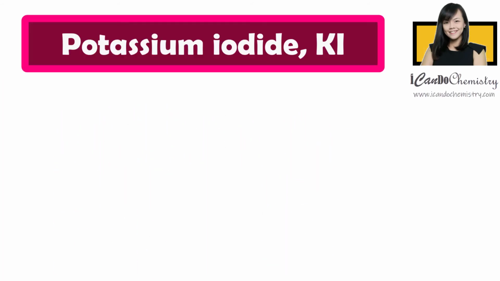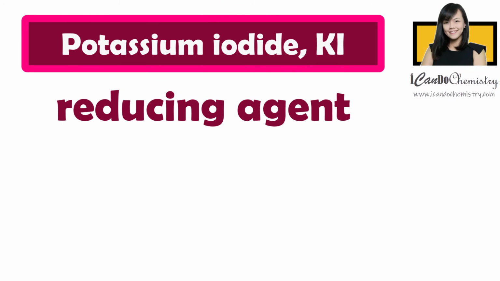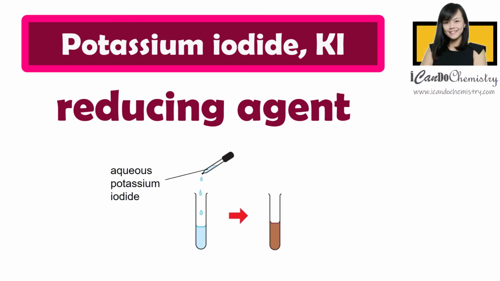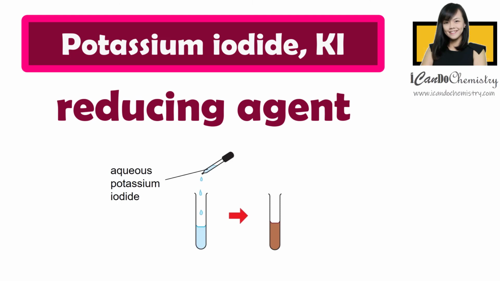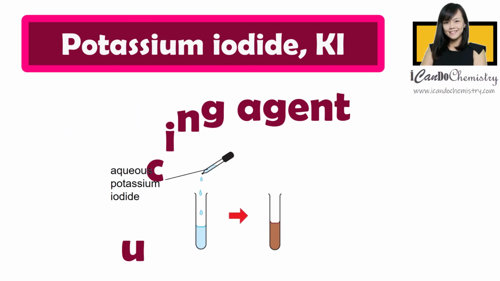Number 39. Potassium iodide. Chemical formula KI. Potassium iodide is a common reducing agent used to test for the presence of an oxidizing agent. When colorless aqueous potassium iodide is added to an oxidizing agent, brown solution is observed. This change in color is due to the formation of aqueous iodine from colorless iodide solution. We will deal with potassium manganate 7 and potassium iodide in redox reactions.